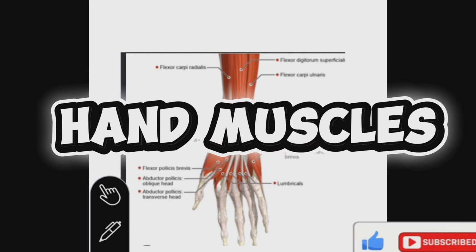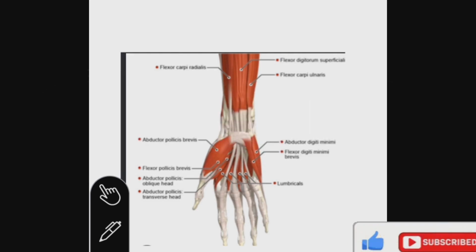The muscles of the hand. Now, the hand is the principal organ. The hand. This structure is the hand.